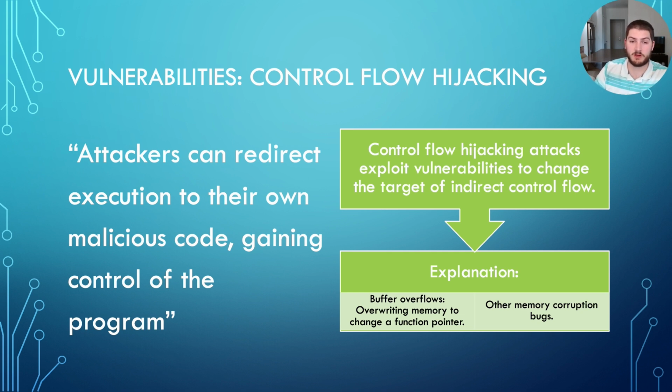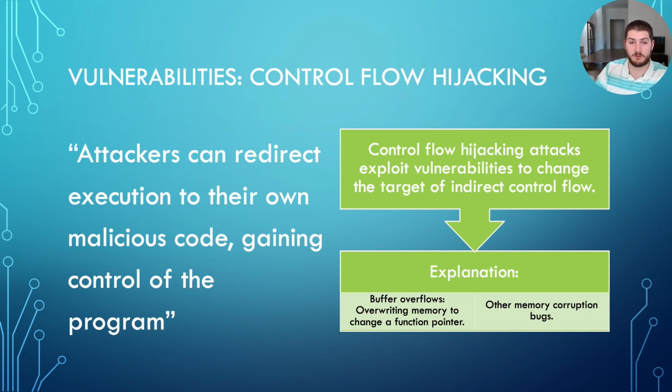Control flow hijacking represents a class of security attacks that exploit weaknesses in program design or implementation to deviate the program's execution from its intended path. Attackers aim to seize control of the program's execution flow, forcing it to execute code of their choosing. This malicious redirection of execution can have severe consequences, potentially allowing attackers to execute arbitrary commands on the system. The vulnerability of indirect control flow to hijacking stems from its very nature. The target of execution is determined at runtime.